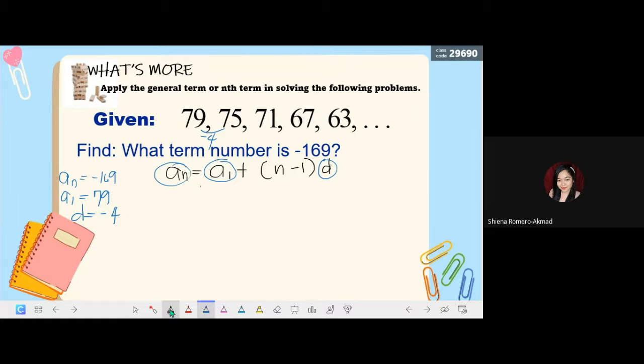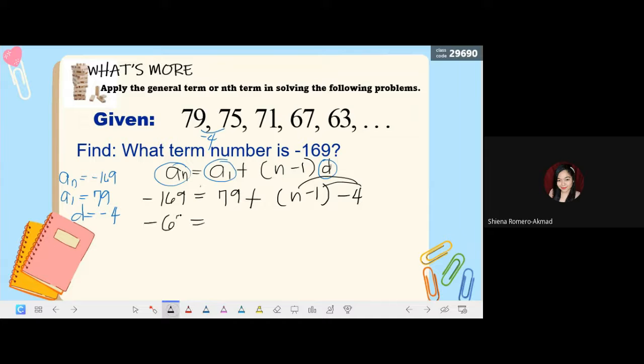Next, substitute natin, we'll get -169 equals 79 plus n minus 1 times the difference, which is -4. Distribute natin sa -4. This will be 79 and, wait lang, i-transpose na rin natin si positive 79. Ay, hindi, mamaya na pala, para isasabay na natin yung magiging constant number dito.